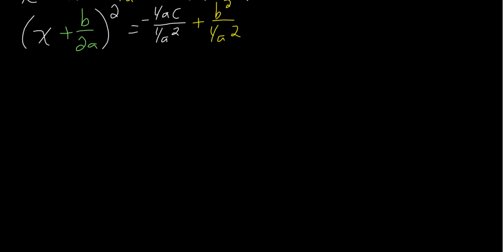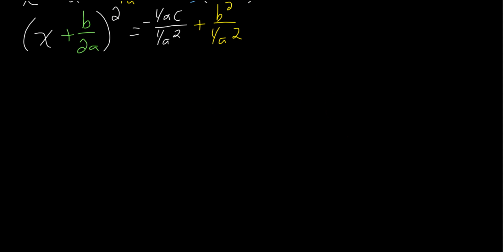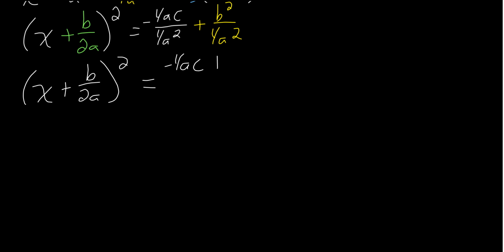Okay. All right, so once we have this, we're going to just rewrite the left side. So x plus b over 2a quantity squared. Now the right side, I need to have that common denominator, so now I can just combine my numerator, right? So it's going to have negative 4ac plus b squared all over 4a squared. All right, if you're bored to tears, sorry, bear with me.